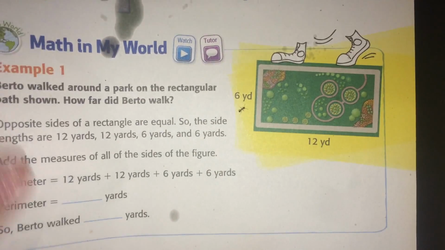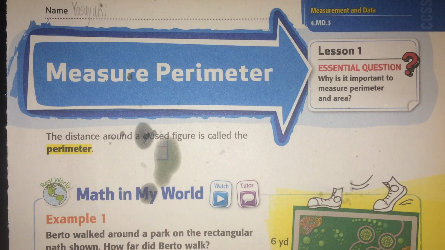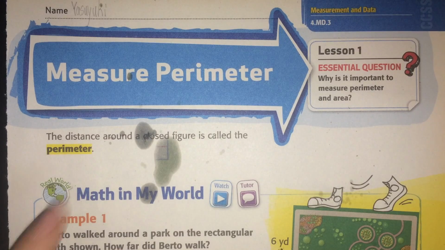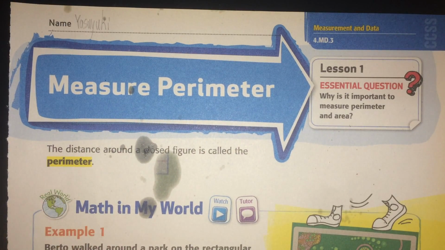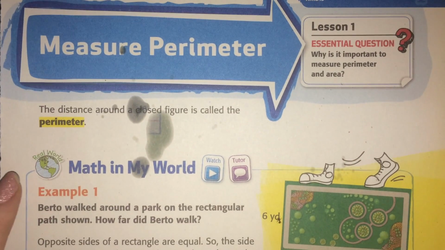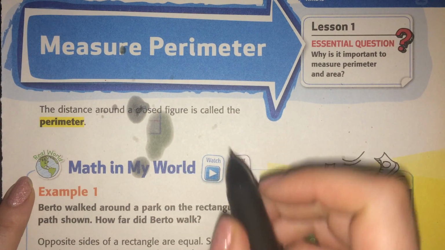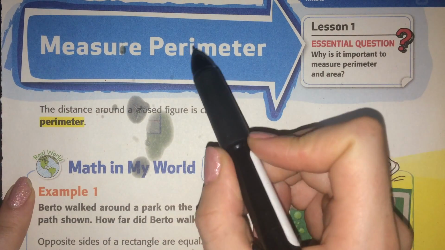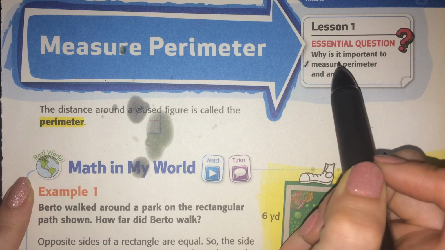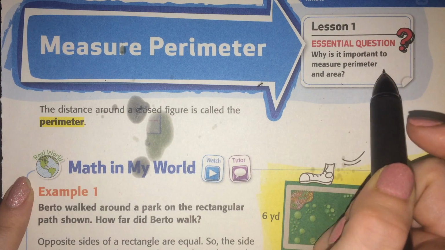Now let's start with Lesson 1 on page 825. Lesson 1, 825. Seems like I got a little oil on here. That's all right, we can still see it. All right, Lesson 1, essential question: why is it important to measure perimeter and area?